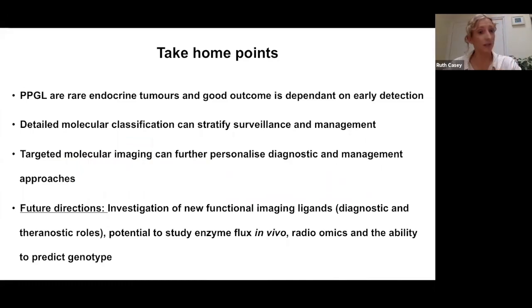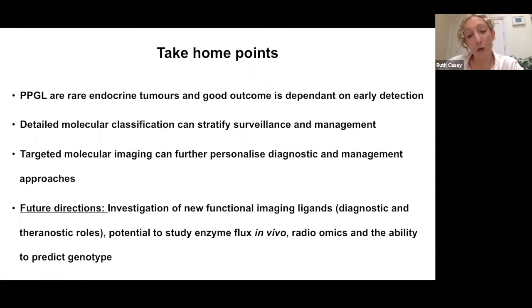So take-home points. So pheochromocytomas and paragangliomas are rare endocrine tumors, and good outcome is really dependent on early detection. Detailed molecular classification can stratify surveillance and management for these patients, and targeted molecular imaging can further personalize diagnostic management approaches. So future directions, I think we remain very keen to investigate new functional imaging ligands, both in pheochromocytomas and paragangliomas and other endocrine tumors.